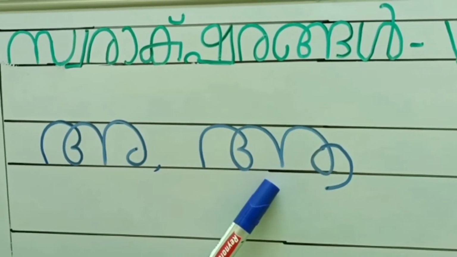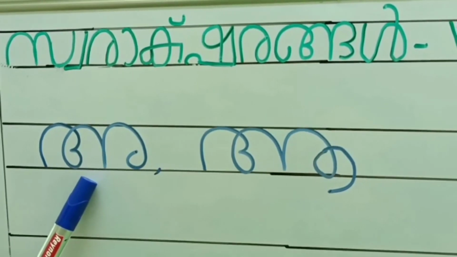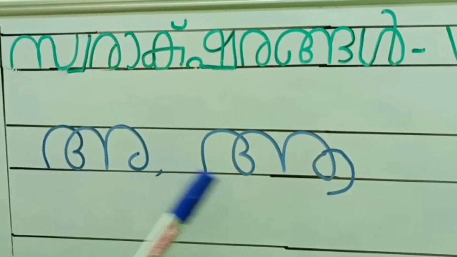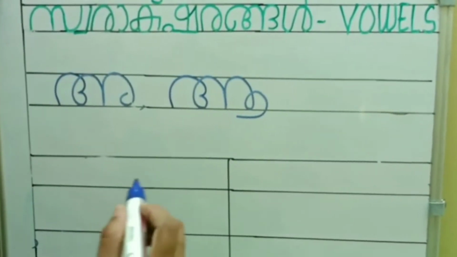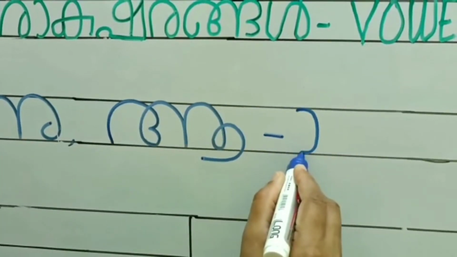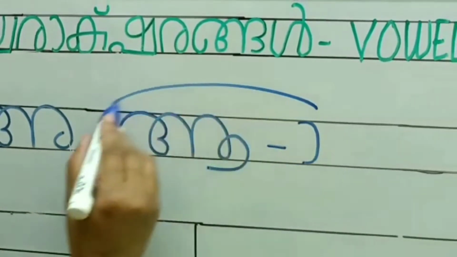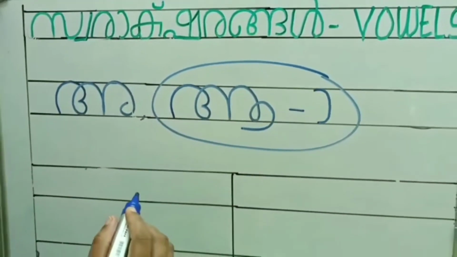As I had mentioned earlier, A does not have a symbol. Now, we will study the symbol for A. Care should be taken that this symbol touches both the lines. Okay. Now, let us study how to apply this symbol.